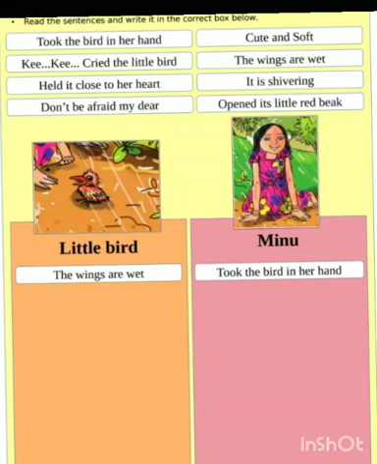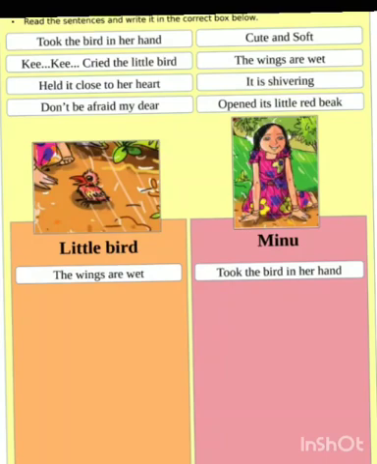For example, the wings are wet. It shows that the little bird's wings are wet. And what is Meenu doing? Took the bird in her hand. So for the next ones, what Meenu said, you have to write in the Meenu's box. And what the bird did, what happened to the bird, you have to write in the bird box. Like this, you have to arrange it.